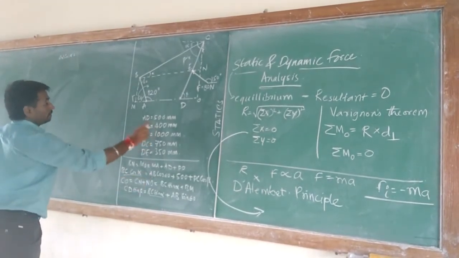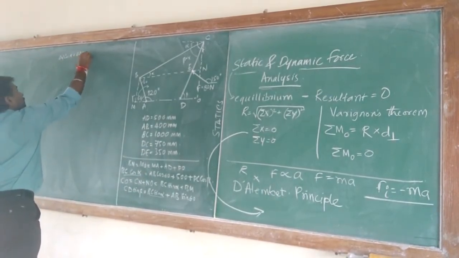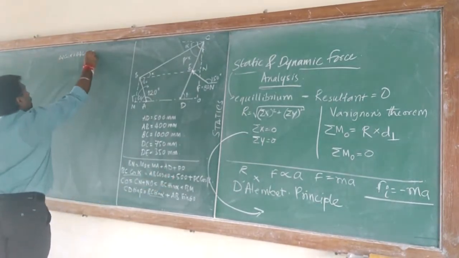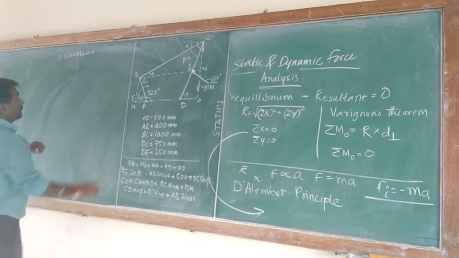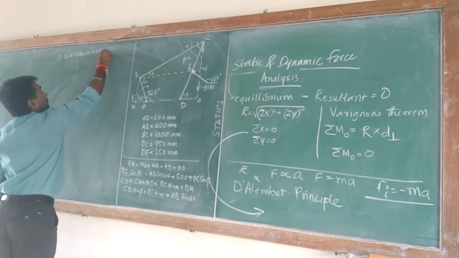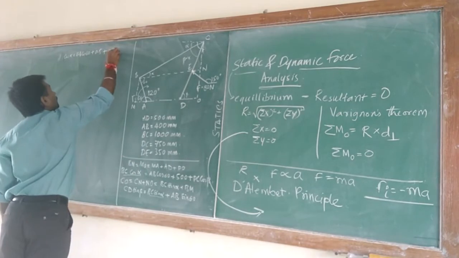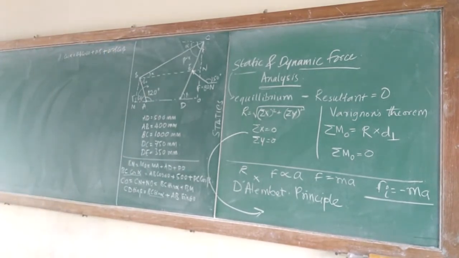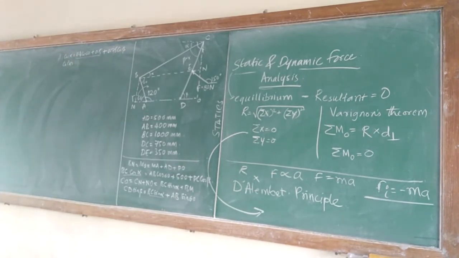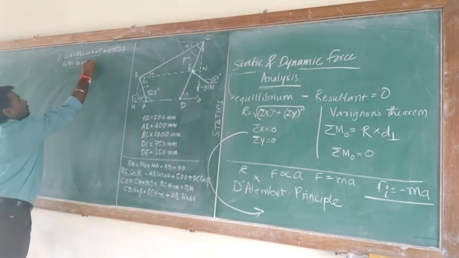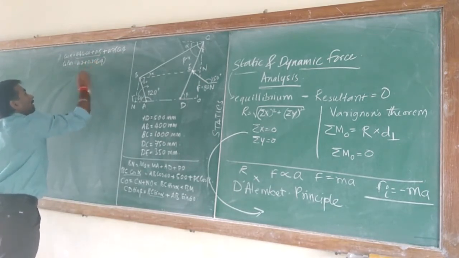1000 means 1. So just cos alpha equals AB, 0.4 cos 60, plus 500, that is 0.5, plus 0.75 cos beta. This is equation number 3. Squaring both sides, cos square alpha equals, first tell me the value as well: 0.4 cos 60, cos 60 is 1 by 2, so 0.2 plus 0.5, 0.7, plus 0.75 cos beta, all squared.